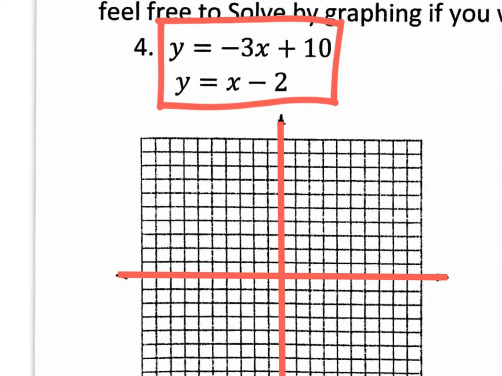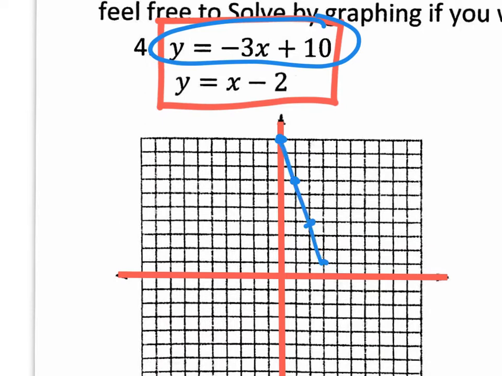The first one crosses at 10, and I want to do this one in blue. First one crosses at 10, way up here on the edge, and from that point I want to go down 1, 2, 3 over 1, and keep going down 1, 2, 3 over 1, and so on and so on.